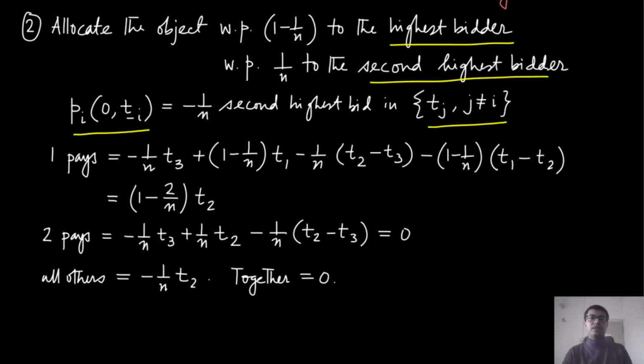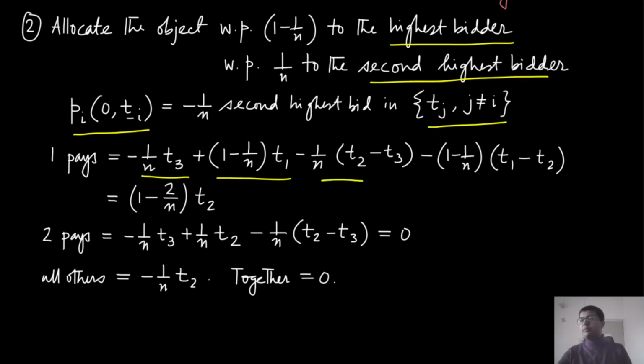So let us now consider what will be the payment, because now the allocation rule has changed slightly. Instead of giving the object to the highest bidder, it is giving it with probability 1 minus 1 by n, and giving the second highest bidder with probability 1 by n. So if you now calculate those expressions, according to Myerson's payment rule, the first term will be minus 1 by n times t3 for player 1. The second term is t1 multiplied by the probability that player 1, being the highest bidder, wins, that is 1 minus 1 by n.